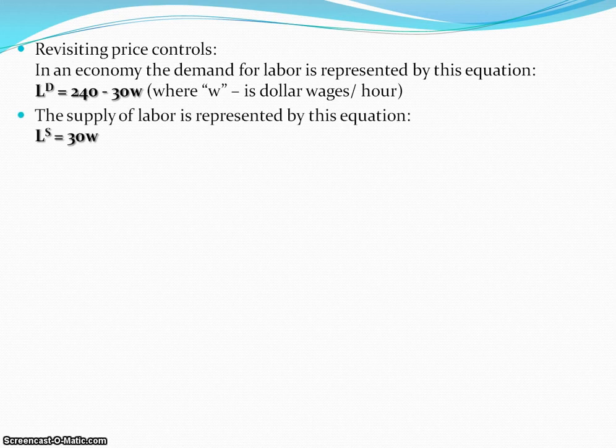Here, this economy is described by this particular supply curve for labor: L superscript S is equal to 30W. So if we put a value of 1 for W in this equation, we realize that when the wage is $1 per hour, the supply of labor would be 30. Alright, so that's how we interpret these equations.